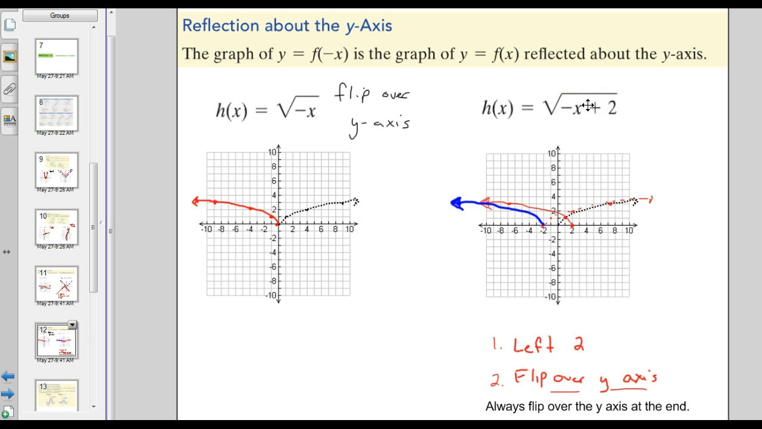So make sure that if there's a negative x, you ignore the negative sign and treat it as if it were positive x. Do all the other transformations first, and then at the very end, the last operation you should do is flip over the y-axis.